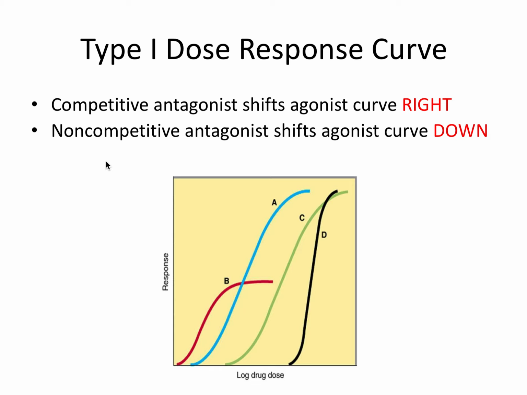So it's a little bit into the weeds here. If you have to just boil it down to the bare basics, just remember which direction we are shifting the curve depending on which type of antagonist we have active.